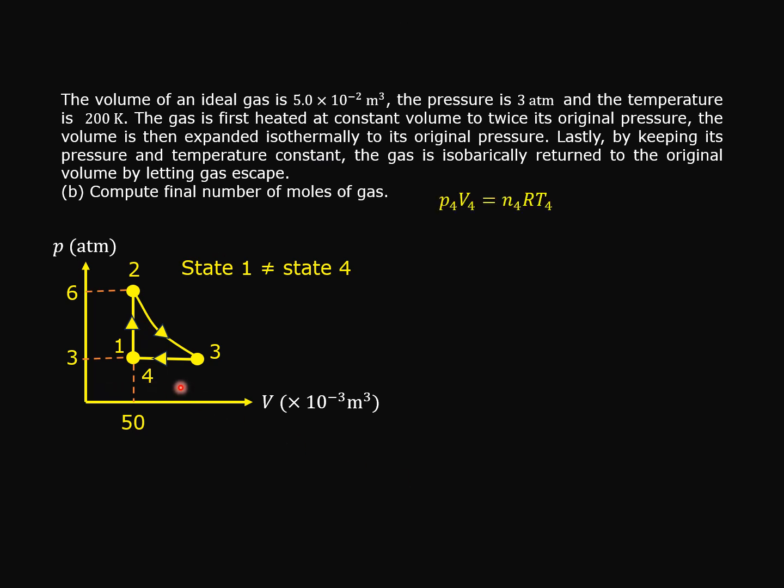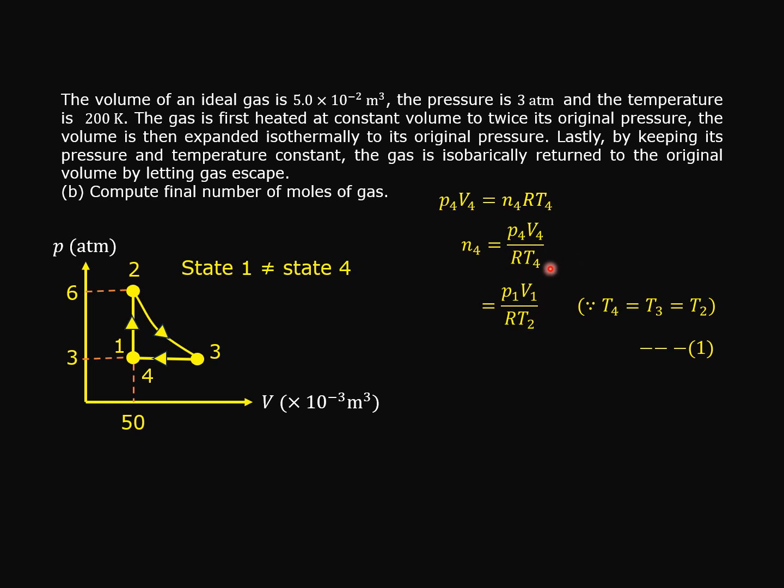We consider state number 4 and write down the equation of state, the ideal gas law, for state number 4. So we have P4V4 equal to N4RT4. We make N4 the subject of this equation. The pressure P4 is the same as P1, which is 3 atm, and V4 and V1 are also the same, which is 50 times 10 to the power of negative 3 cubic meters. For the temperature, T4 is not the same as T1. From the question, we know that in the process from state 3 to state 4 the temperature is kept constant, so T4 is the same as T3. And T3 is the same as T2 because from 2 to 3 this is an isothermal process.